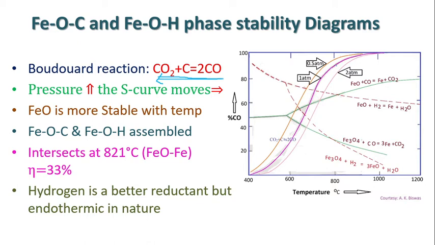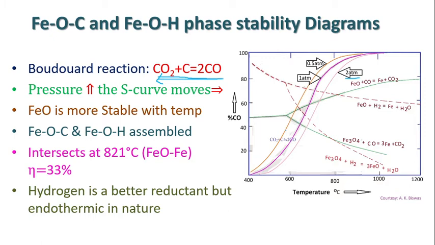Okay, this pink line, this middle line, is the 1 atmosphere line. If we increase the pressure, this is the 2 atmosphere line, then it goes to the right. If we decrease the pressure, 0.5 atmosphere, then the line goes to the left.